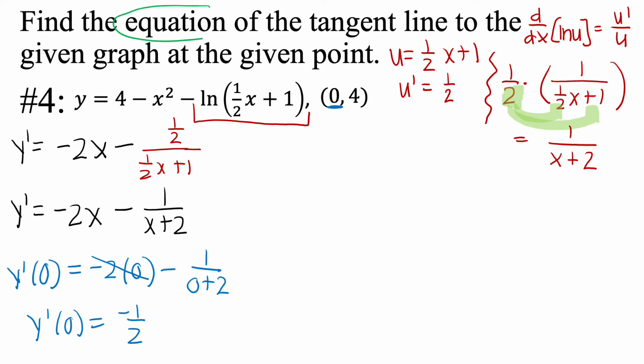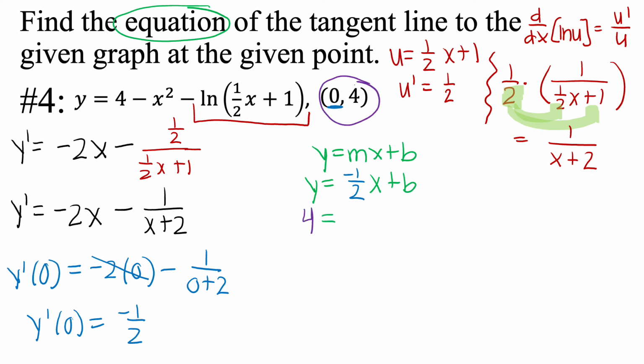From there, we are looking to find the equation of the line, meaning we want to plug into y equals mx plus b. Start by plugging in that m. So we have y equals negative 1/2 x plus b. And then, of course, plug in our x, y, 0, 4. So we have 4 equals negative 1/2 times our x value of 0 plus b, which just leaves us with 4 equals b.